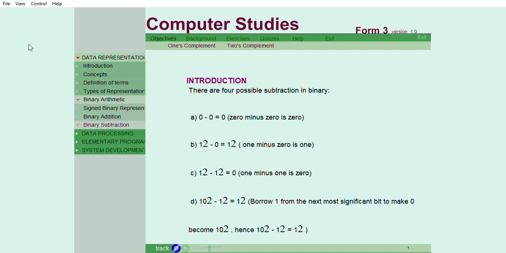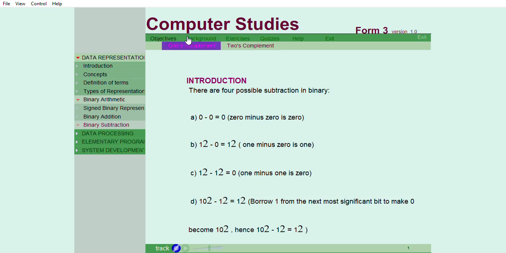There are 4 possible subtractions in binary. 0 minus 0 equals 0. 1 to the base of 2 minus 0 equals 1 to the base of 2. 1 to the base of 2 minus 1 to the base of 2 equals 0. 10 to the base of 2 minus 1 to the base of 2 equals 1 to the base of 2. This means you borrow 1 from the next most significant bit to make 0 to become 10 to the base of 2.